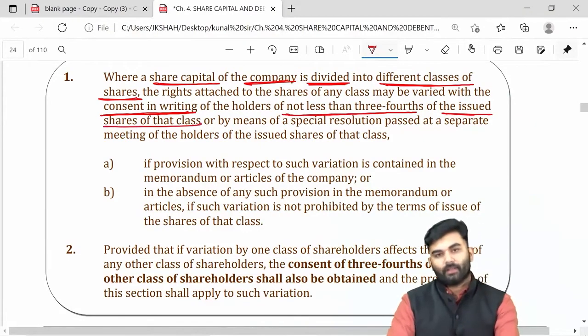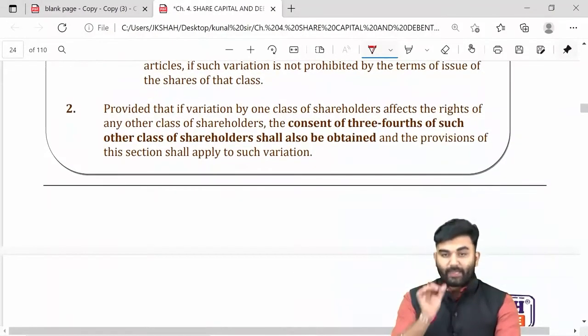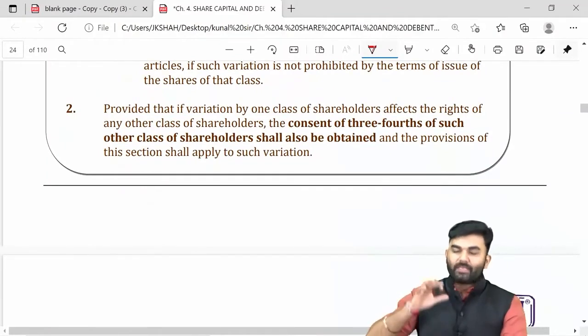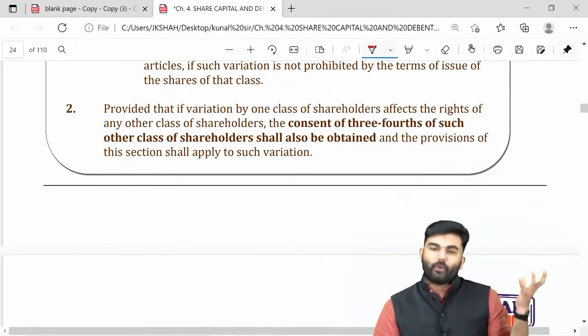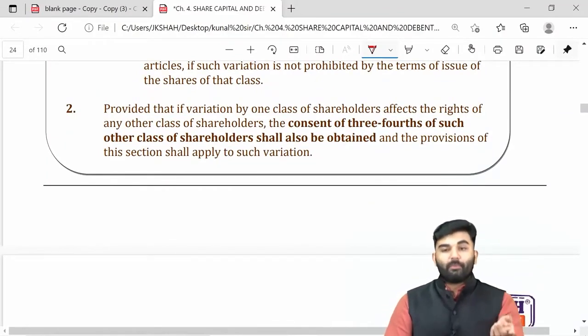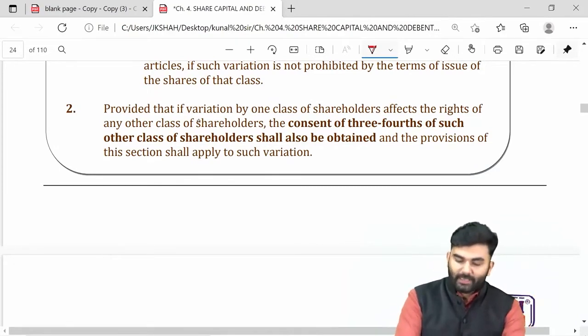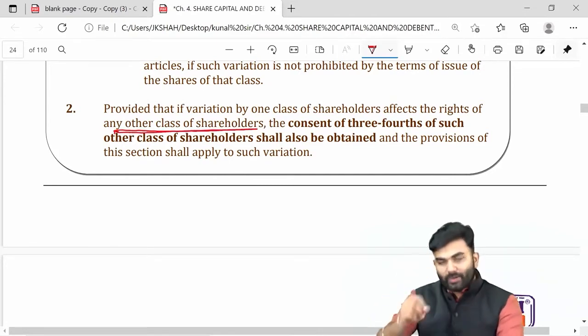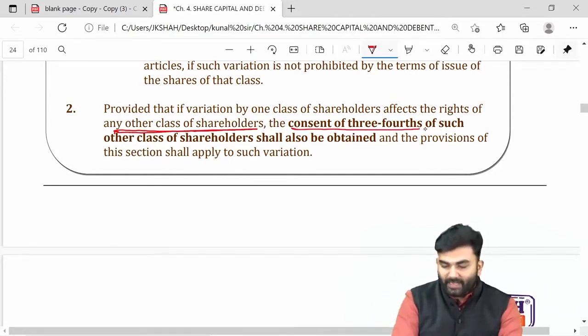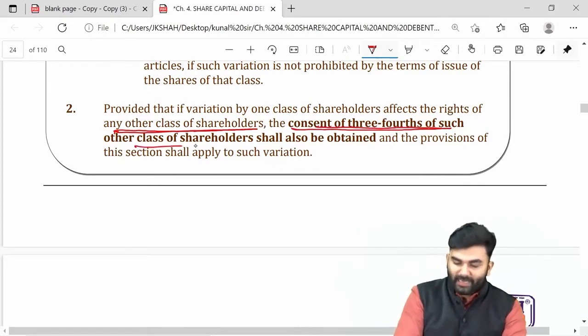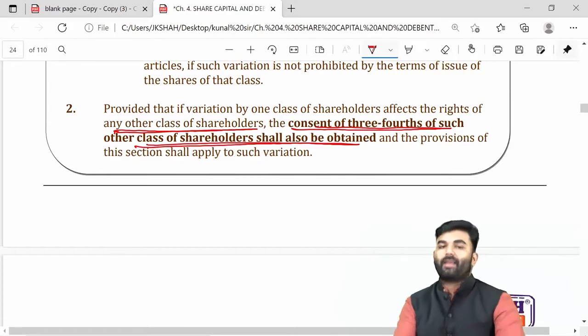class. In fact, if we are going to change the rights of one particular class of shareholder, and because of such changes, if another class is getting affected, then we require to get the consent of even that class, which will be at least 3/4 of that entire class.